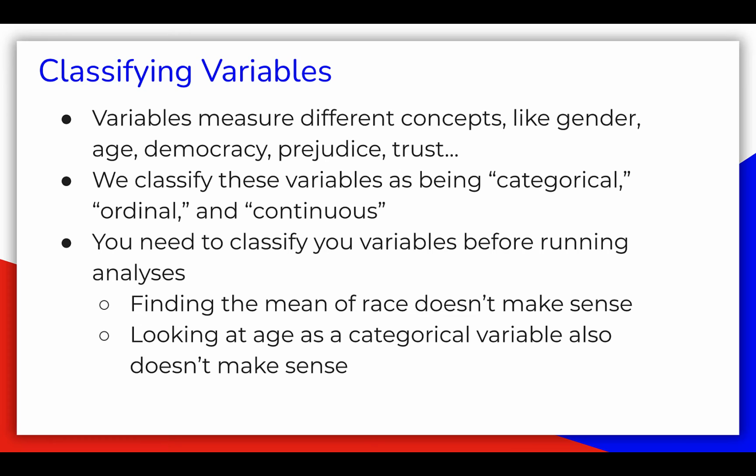But the first step that you need to do if you're performing your own correlational analysis is classifying your variables. So variables measure a variety of different concepts, things like gender, age, democracy, prejudice against other groups, trust in other people, trust in governments, trust in other countries, all kinds of things. And we need to classify these variables as being one of three types: categorical, ordinal, and continuous.